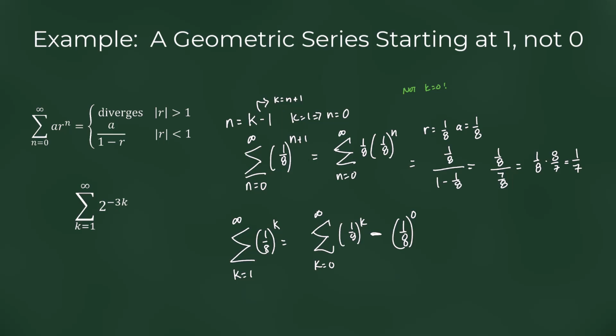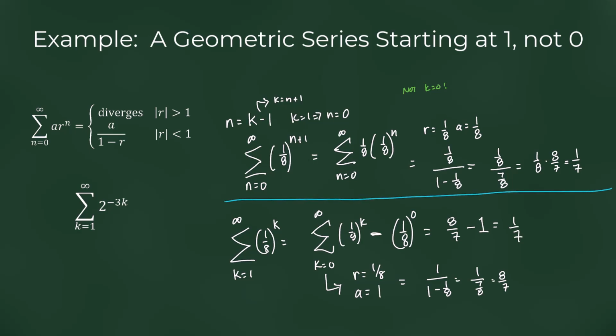This is geometric with r equal to 1/8 and a equal to 1. So this is 1 over 1 minus 1/8. So that's 1 over 7/8, which is 8/7. So we get 8/7 minus 1/8 to the 0, which is 1. And that still gives us 1/7. So that was just two different approaches to solving this one, both of which gave us the same answer of 1/7.